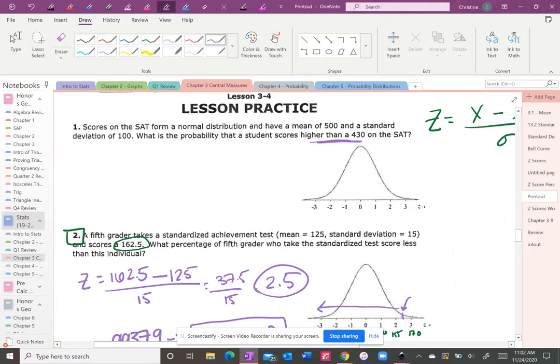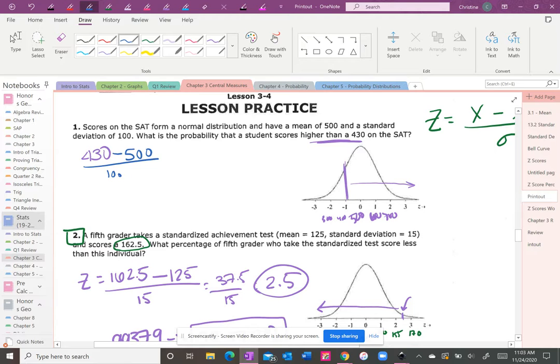So the average score on this person's SAT was 500. The standard deviation was 100. So 600, 700, 400, 300. What is the probability that a student scores higher than a 430 on the test? So 430 would be about here. So it should be a little bit more, I would say, than half of the people should score more than 430. So 430, that's what the question is asking, minus the average over the standard deviation.